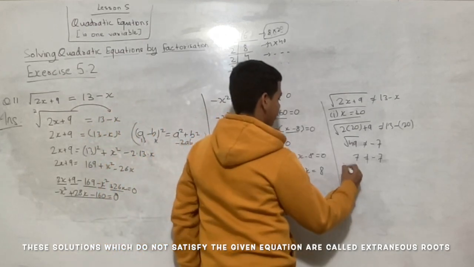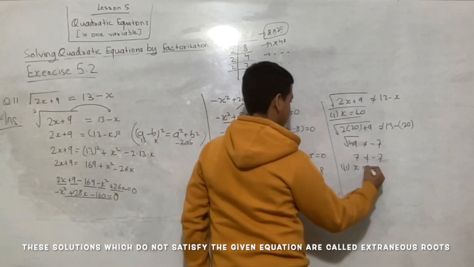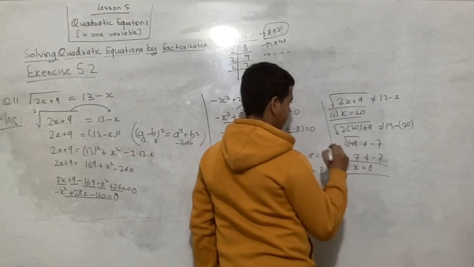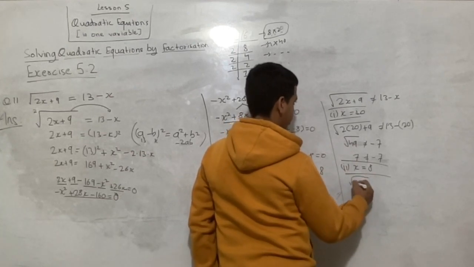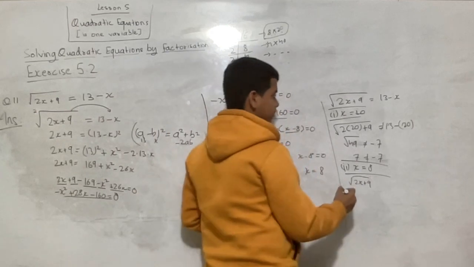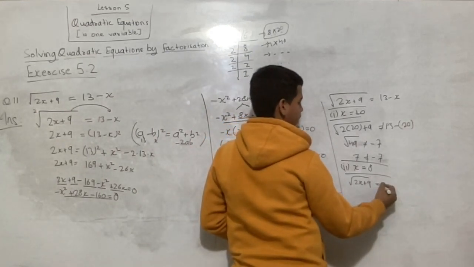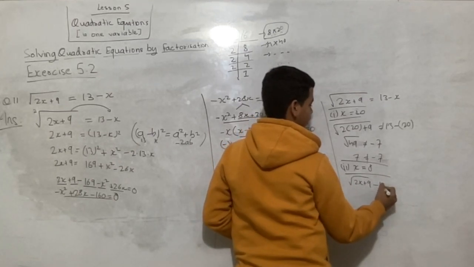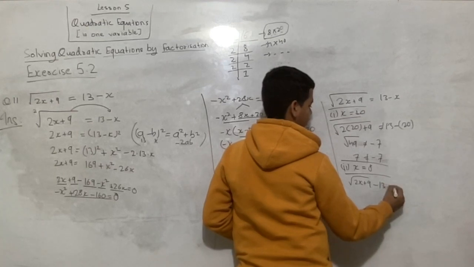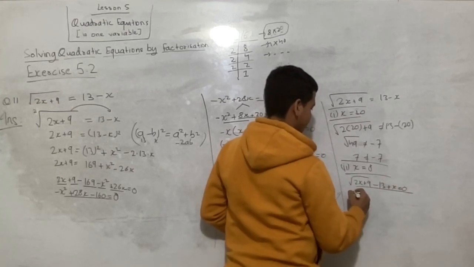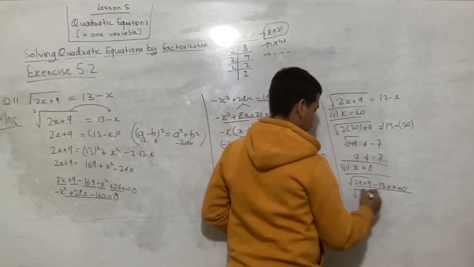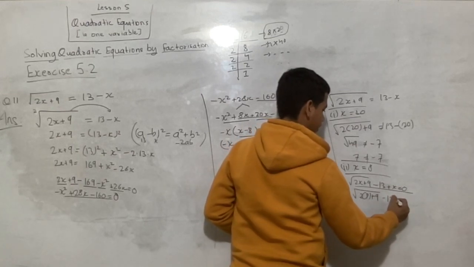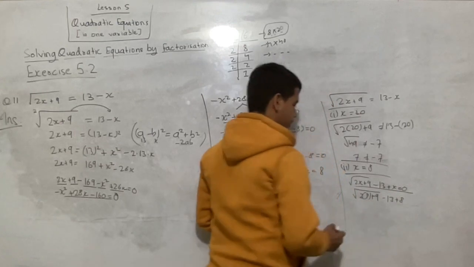So now let's check with 8. Is 8 also a real solution? Let's say x is equal to 8. Here let's use the equation: the square root of 2x plus 9 is equal to 13 minus x, or we can just take this to the other side and we get the square root of 2x plus 9 minus 13 plus x is equal to 0. It should give us 0. Okay, now here let's put the values. Square root of 2 times 8 plus 9 minus 13 plus 8. Now let's see what we get here.